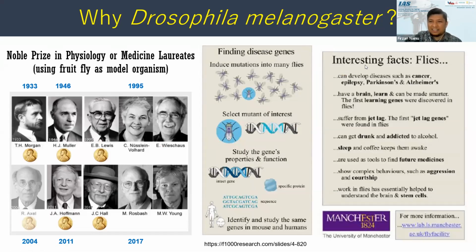And interestingly, Drosophila also can develop many diseases such as cancer, as I said previously, epilepsy, Parkinson's, Alzheimer's, and many are written in Nature papers or Cell papers, as you may later find if you search about it. And then, yeah, we can also now study jet lag genes because they were found in flies. And also when Drosophila consume, for example, coffee or tea, they also experience difficulty sleeping, similar to us, and also get drunk by alcohol and get addicted to alcohol as well, and many things. For further information, you may visit the link here.